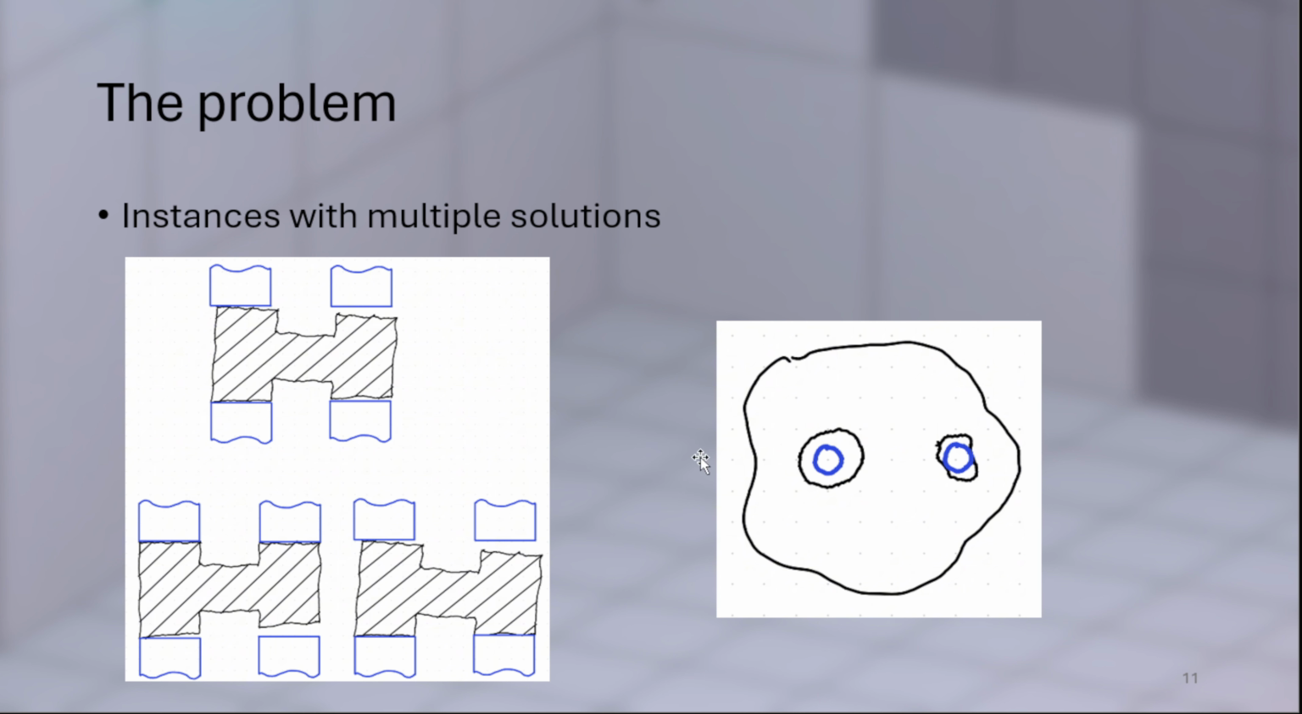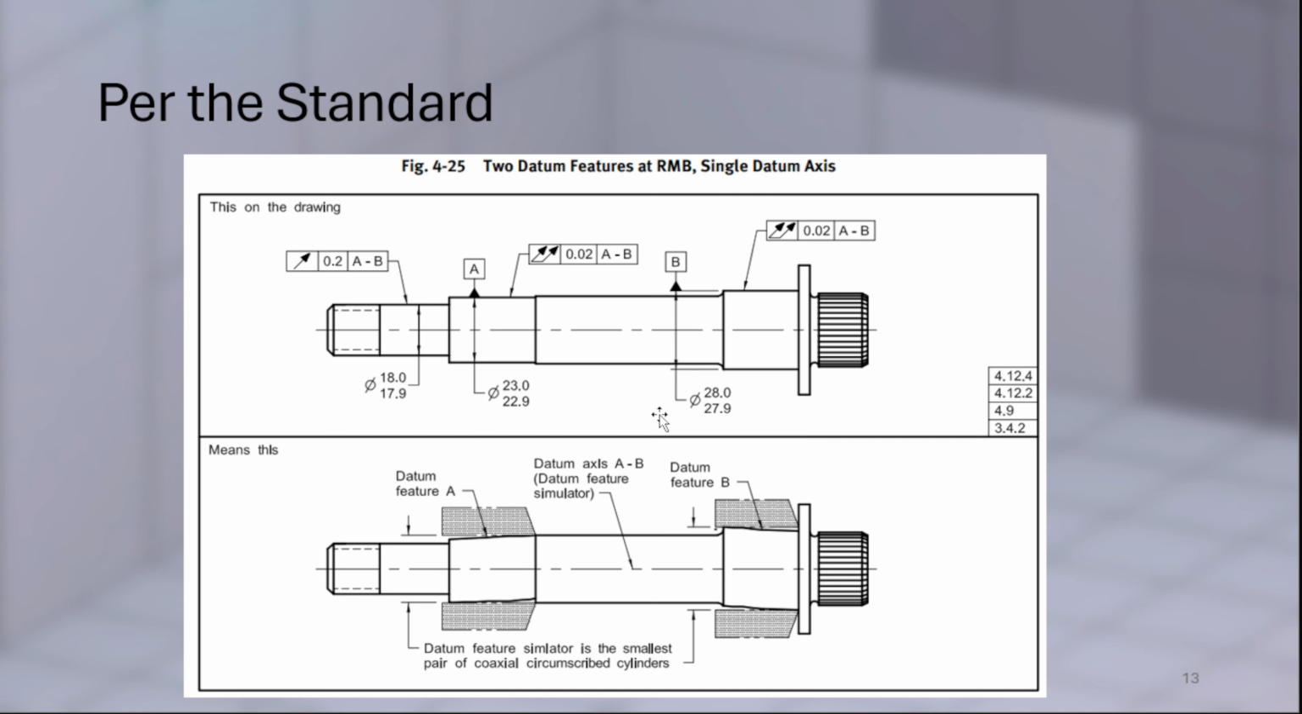I've talked with someone who has their ear in the standards board meetings, and that is something they had talked about, I think specifically with not patterns necessarily, but with two dissimilar features, or features that are different sizes. Does the datum feature simulator of one continue to contract or expand when the other feature has already locked up? And it doesn't sound like that was ever solved.